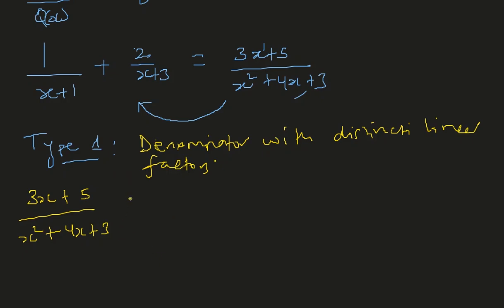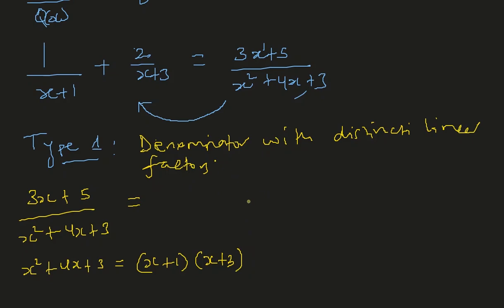So if you look at this one, it has a denominator which is x squared plus 4x plus 3, and surely we can express this in terms of linear factors. This can be (x plus 1) times (x plus 3). Linear factors are ones that have the degree of x as 1. Check this, this has x as power 1. This one also has x as power 1. So if we can express the denominator in this form, then we can categorize this as type 1.